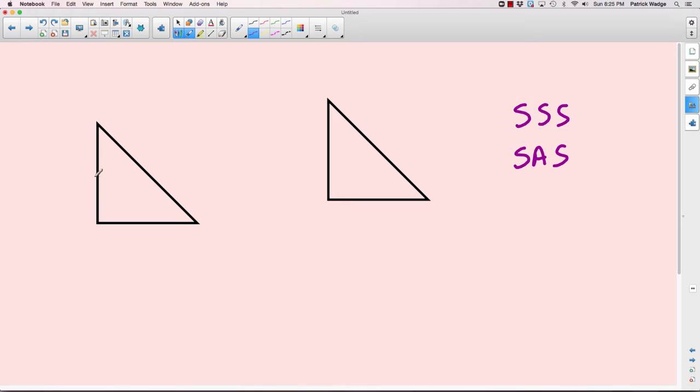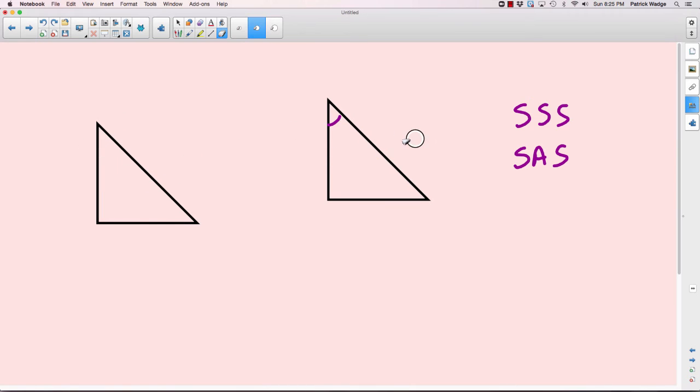So that would be, for example, if you knew this side and this side were the same, you knew this side and this side were the same, and the angle in between them was the same. Which angle is between these two sides and between these two sides? Not this one, not this one, it's this one. If you also knew that this angle and this angle were the same, then you have side, angle, side. Side, angle, side. They would be congruent. So that's another way you could do it.